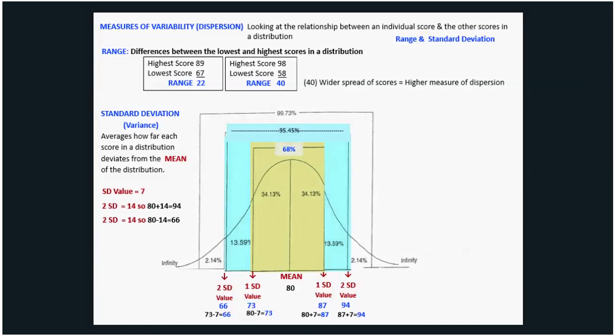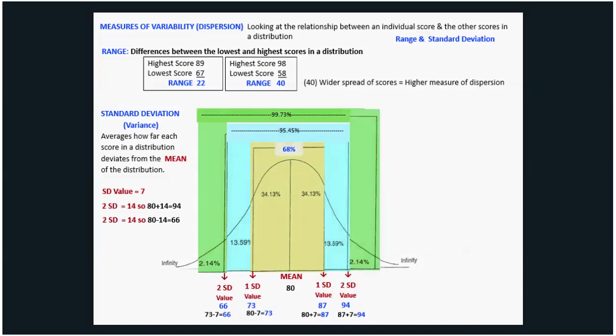And you could do the other here, I could say 14, so 80 plus 14 is 94. 80 minus 14 is going to be 66. So now here we're looking at 3 standard deviations of the mean. And remember, basically 99% of all your scores should fall within 3 standard deviations of the mean. That means you've got a good spread of scores.